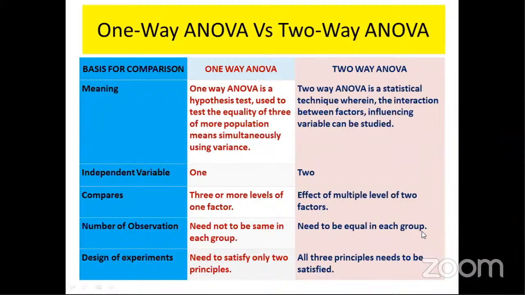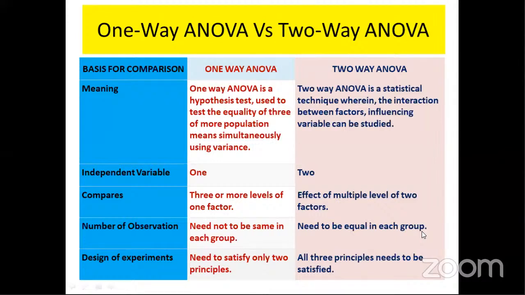One-way is used if you are dealing with an independent variable that is only one. You have only one independent variable and therefore one-way will be used. Two-way is used if you have two independent variables. And you compare three or more levels of one factor only in one-way. So you are making a comparison of three or more levels of one factor variable only. For example, I will give an example later.